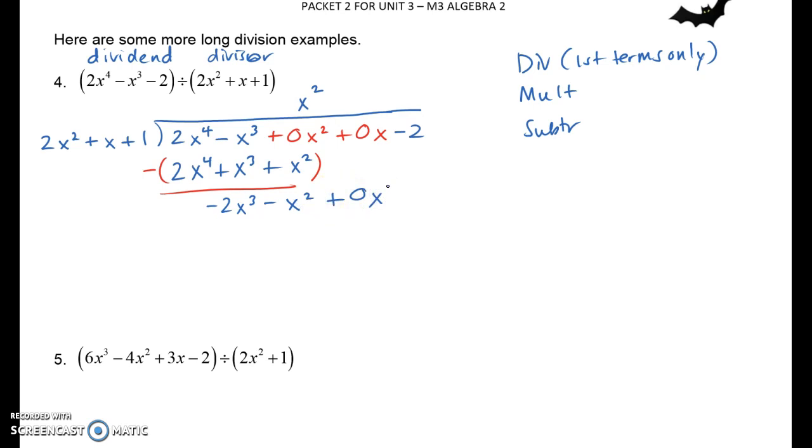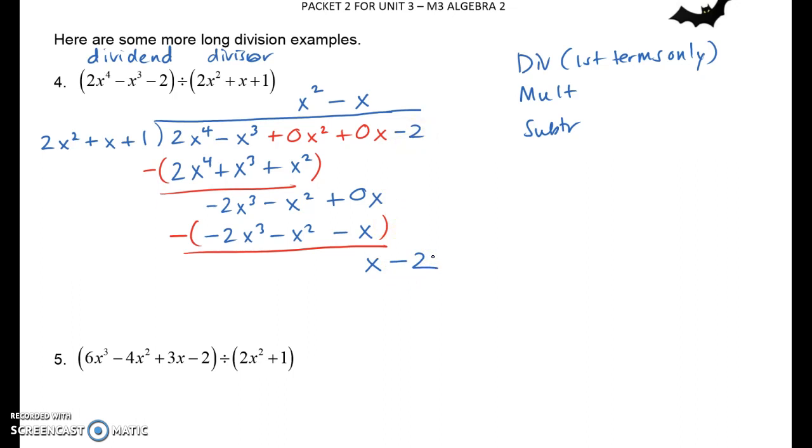Now I'm going to divide again, first terms only. So negative 2x to the third divided by 2x squared is negative x. And then the negative x gets multiplied by all three parts of the divisor. So negative 2x cubed minus x squared minus x. And a good way of checking your division is, again, those first columns should always cancel out. If I didn't get a match between my negative 2x cubes, then I'd know that something didn't come out correctly. I actually do have a match in my second column. Negative x squared minus negative x squared will also cancel out. So in my third column, 0x minus negative x is positive x. And then I bring down the minus 2.